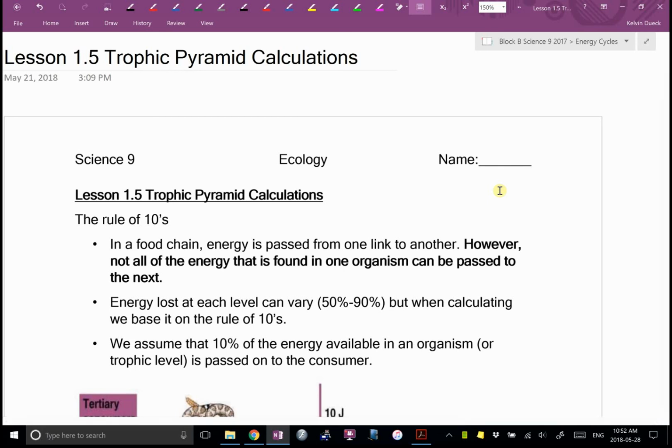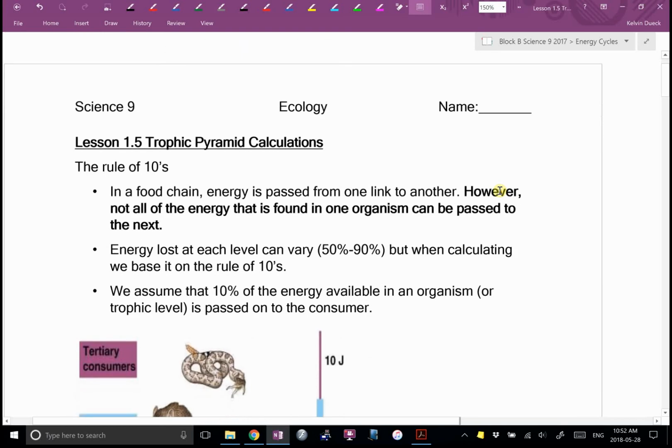It's kind of a continuation of what we did, but if I tried to cram that all into one long lesson, it would have been overwhelming. Lesson 1.5, Trophic Pyramid Calculations. So there's something called, and you can underline this if you want to, the rule of tens. Marco, this is a rough average. In some situations it's not a 10, it's a 20 or a 15 or a 6, but as a rough average, we say this.